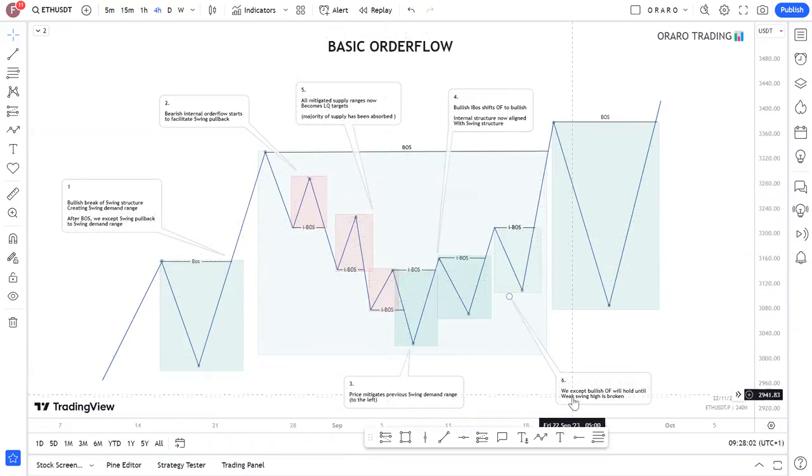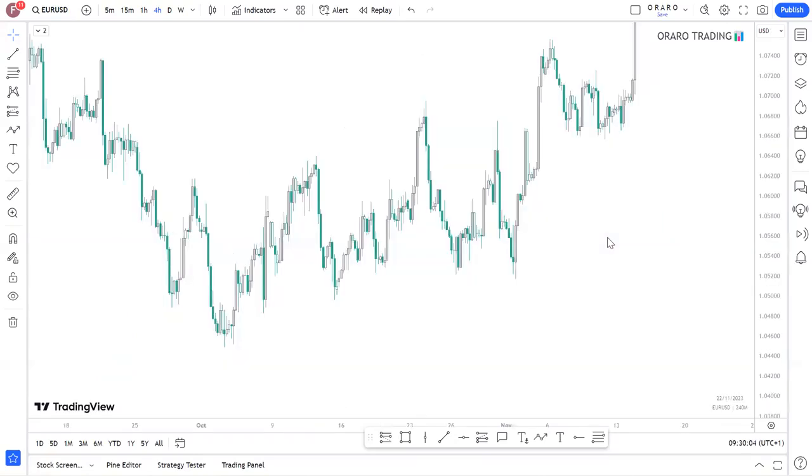Then the sixth step is that we expect bullish order flow to head to break out this weak swing high. So this swing high now becomes weak. With this video, you'll be able to understand order flow very, very well, and structure as well, and supply and demand, and how price moves as well. So I hope you get something from it.